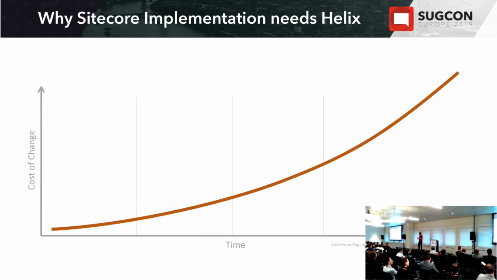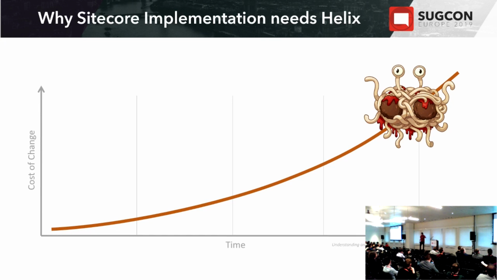So ultimately, what this means for Sitecore customers is that over time, their solution gets to a point of complexity where they're unable to change, unable to add features because the costs are too high. Because you're spending too much time worrying about how things are interrelated, worrying about how, when something changes, what the effect will be, because you're dealing with a flying spaghetti monster.